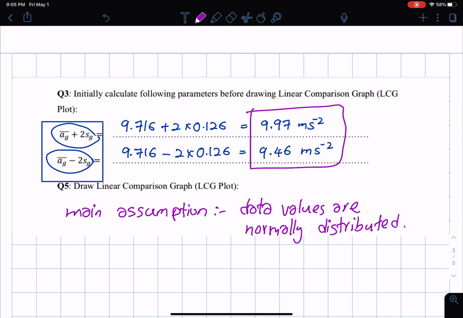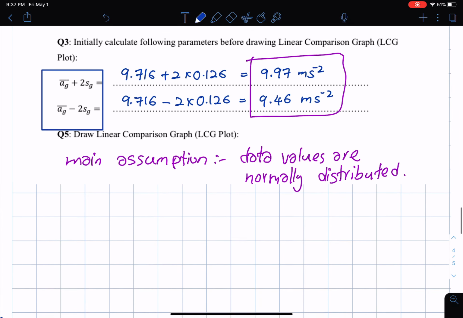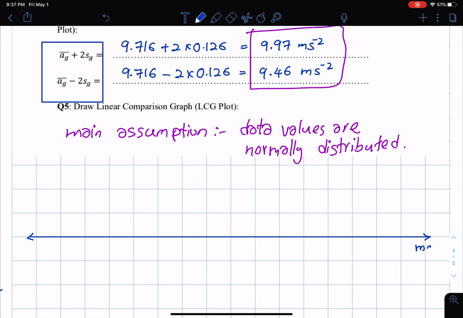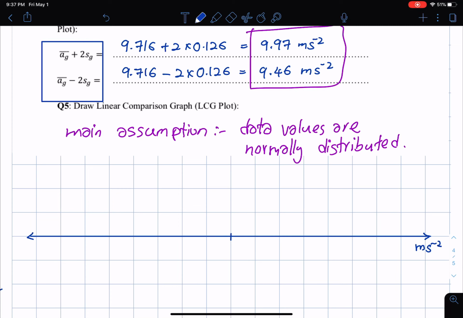Let's draw the linear comparison graph for our dataset. First, we are going to draw a horizontal line with units. Since our arithmetic mean is around 9.7, I am going to mark 9.7 in the middle. Then I mark this as 9.8, 9.9, 10. Here 9.6, 9.5, 9.4.